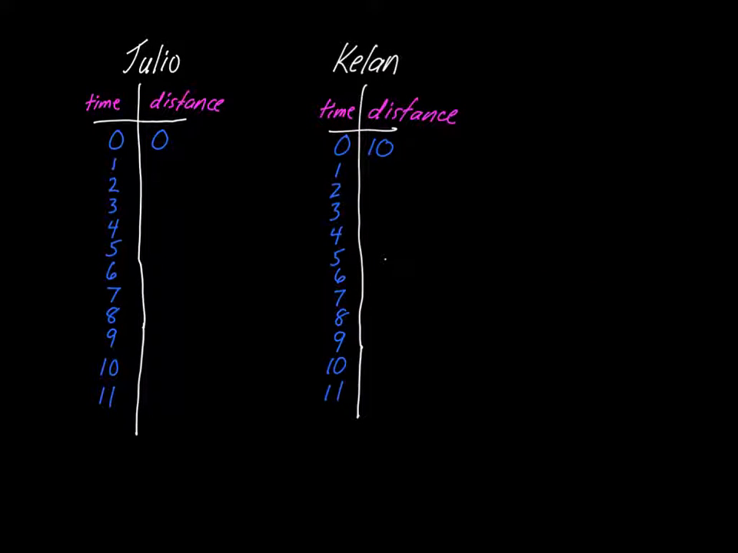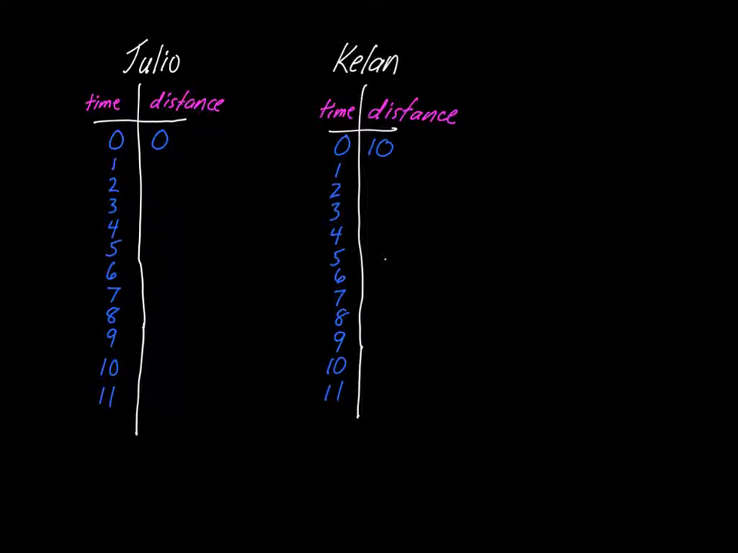So you can see here, what I did was I set up a chart. Now Julio is on the left, and you can see that at 0 seconds, he is at 0 distance. That is because he does not have the head start. Kellen, on the other hand, did manage to trick Julio into giving him that head start. We're not sure if he needs it or not. He starts at 10. So now I will go through and fill in our chart.